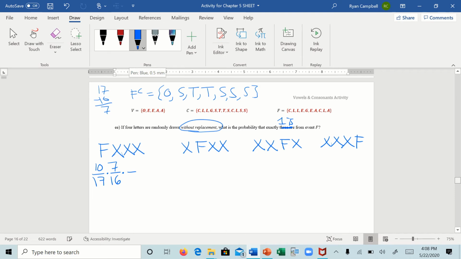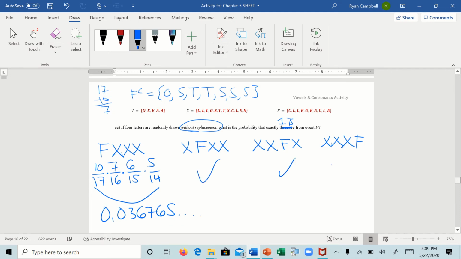If we take out one from there, then we have one less letter and one less letter from the second half of the alphabet. So there's 6 of them. And again, one less letter from the second half of the alphabet, so 5. When you multiply all that together, we end up with 0.036765... And again, all these are going to be the exact same, so there's going to be 4 of them, so we multiply that by 4. We end up with 0.147.